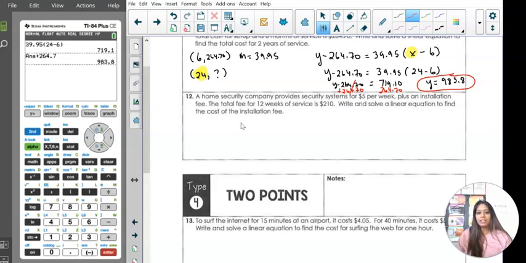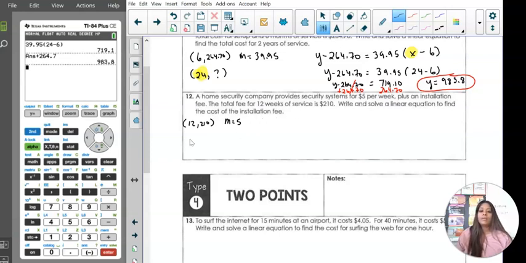Okay. All right. The last problem in this type of problems we have here is, let's see, for $5 per week. So that looks like that's my slope, $5. And then let me see what my point is. For 12 weeks of service, it is $210. And then we need to find the installation fee.